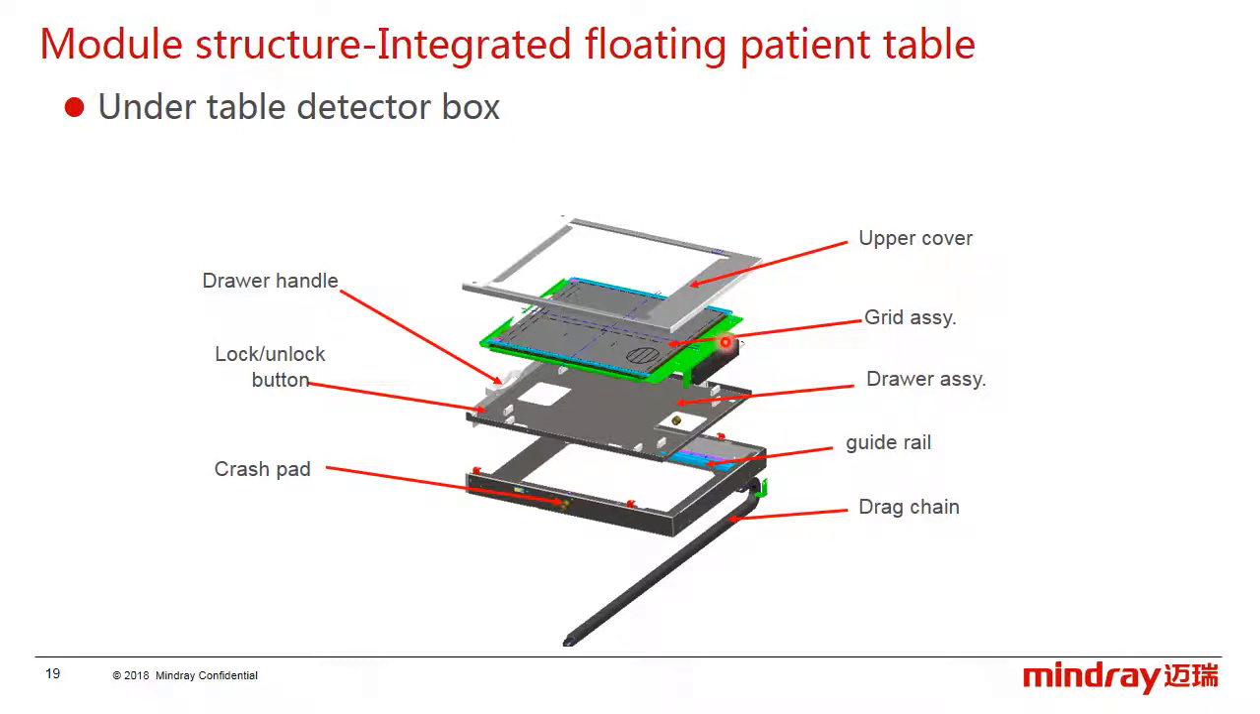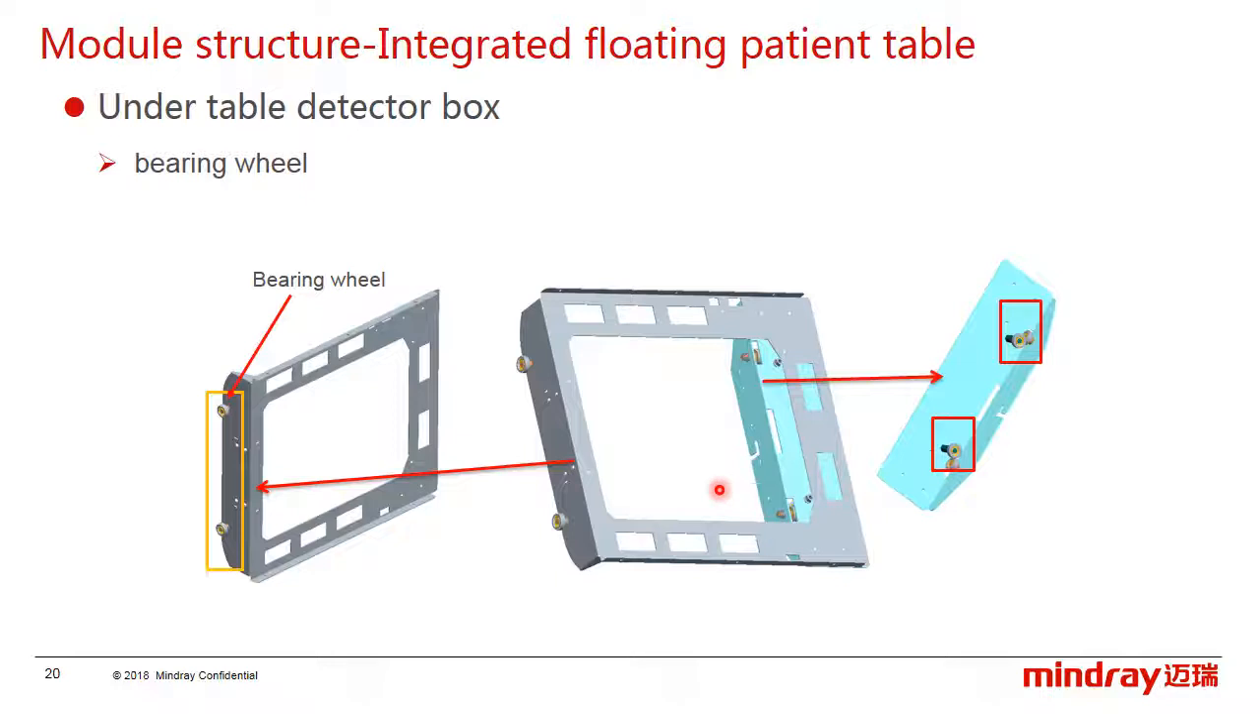The detector box consists of the upper cover, the grid assembly, which is used to fix the grid and the ionization chamber, the drawer assembly, where the detector is placed, and the guide array, which shows how the detector box moves on the guide rail.